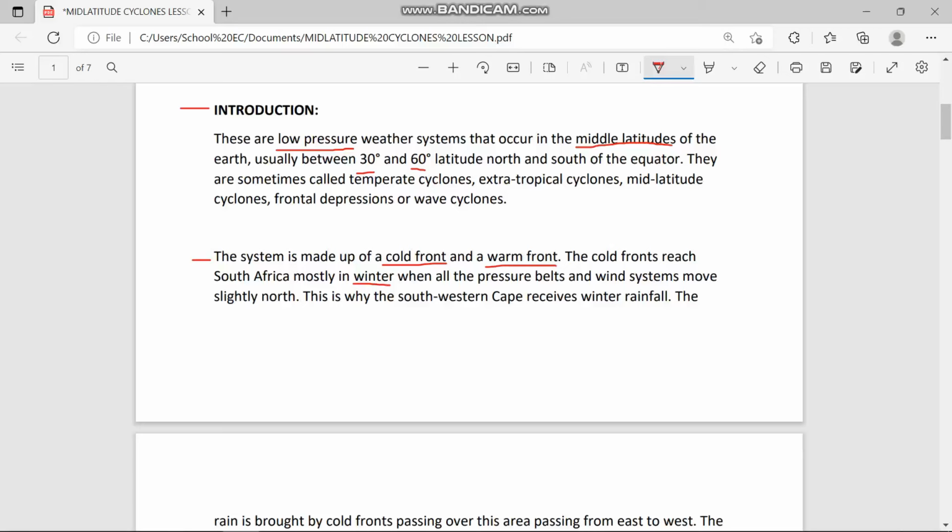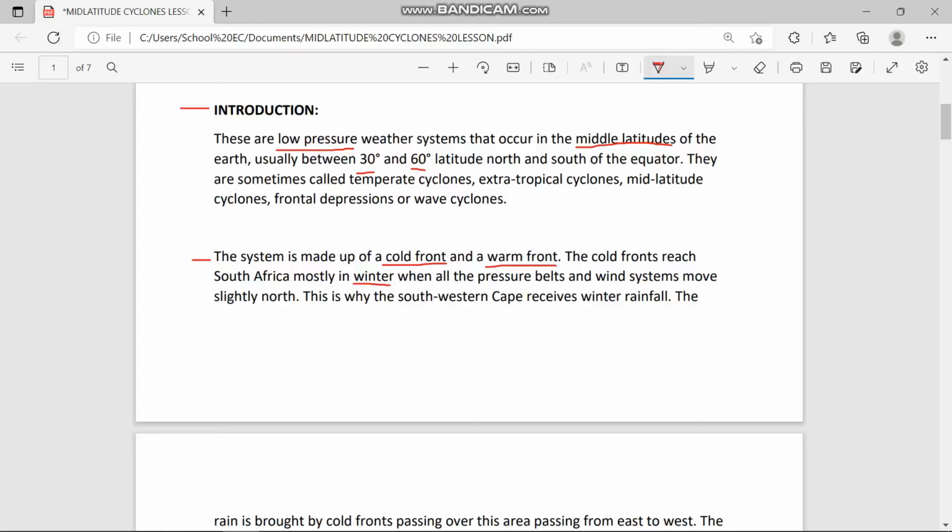Okay, so normally 30 degrees south of the equator, whereby these midnight cyclones occur, is just below South Africa, but in winter these latitudes move northwards, as well as the equator moving far from us. That's why we experience winter, because now the equator is very, very far from us.